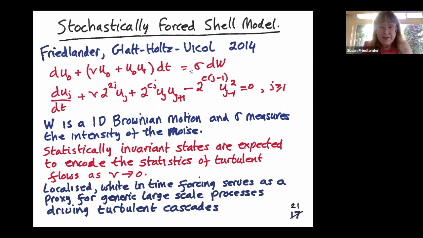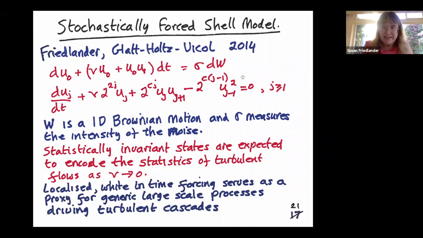So in the stochastically forced model, again, here's the model. So what sort of forcing do we use? So here is the forcing term, sigma dw. And w is a one-dimensional Brownian motion. And the sigma measures the intensity of the noise. So the statistically invariant states of the model are expected to encode the statistics of turbulent flows as nu goes to zero. And our localized white-in-time forcing serves as a proxy for generic large scale processes driving the turbulent cascade. And again, we put in the forcing only on the zeroth mode.